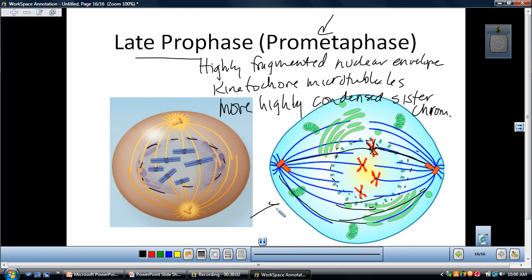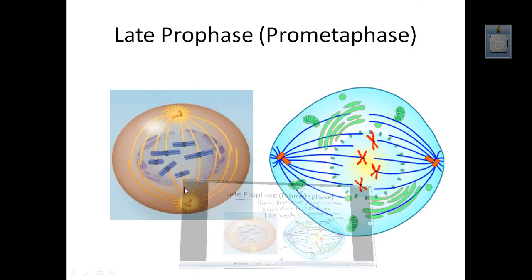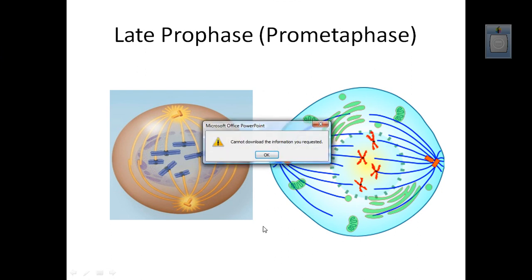Now, I like this picture because sometimes we forget about these other organelles that are in here, but these organelles are also going to have to be split between the two cells. So some of these microtubules will actually attach onto those and pull them to opposite sides as well. Okay? So that's prometaphase. All right, moving on.